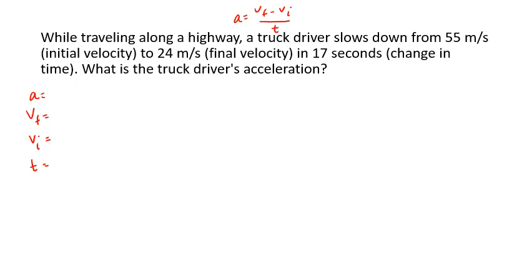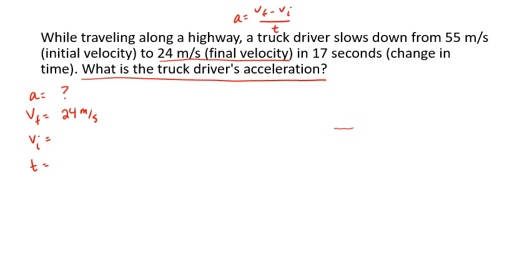Now let's look and see what we have in the problem. First, it's asking us, what is the truck driver's acceleration? So acceleration gets the question mark. In terms of final velocity, it tells us exactly what that is in our formula. It says 24 meters per second is the final velocity. But we can also figure that out.